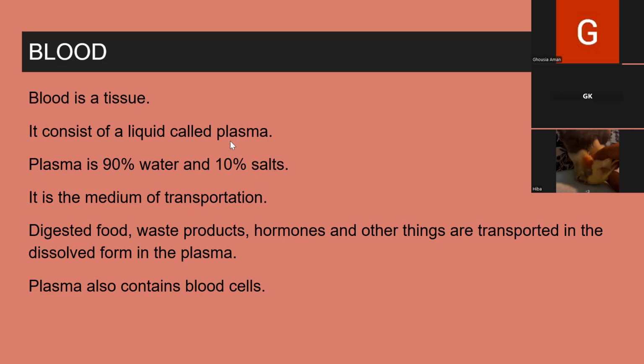So what are the things which are dissolved in blood plasma? Digested food. Everything which goes via blood should be in the liquid form. Blood is a liquid. It will not carry anything which is in the solid form or in the gas form. So everything should be in the liquid form, solution form. So the digested food, waste products, hormones, everything in the solution form is dissolved in the blood plasma. And plasma also contains the blood cells.